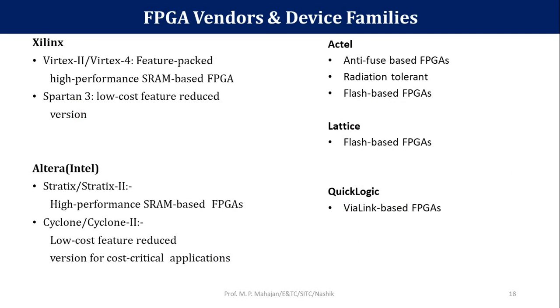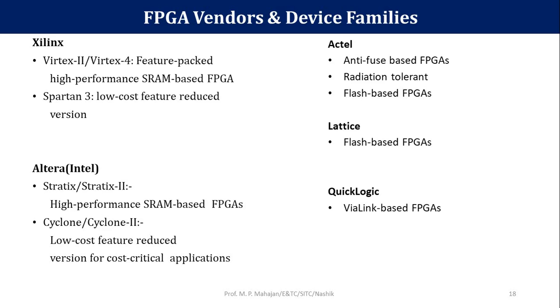What are the FPGA vendors and device families available in the market? Now, as FPGA devices are more popular and most widely used for implementation of circuits in the market, a number of vendors are available like Xilinx, Altera, Actel, Lattice, QuickLogic, and many more. Most probably these are high capacity, high density devices. Xilinx consists of the Virtex and Spartan families, Virtex 2, Virtex 4. These are the high performance SRAM based FPGAs. Spartan 3 are the low cost feature reduced versions.